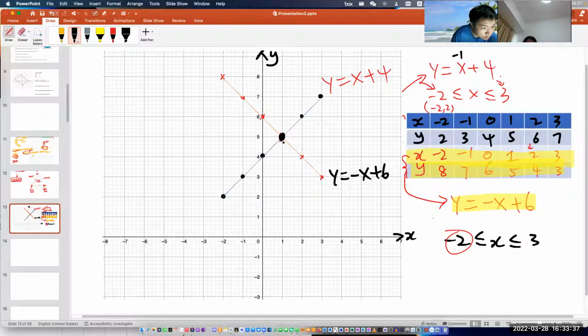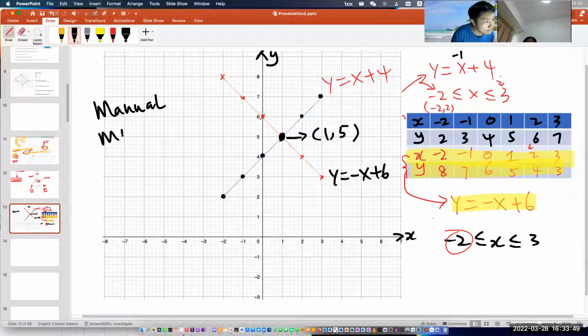This is the intersection point. And then this is your 1 and 5. Okay. So this is the manual method. Are you clear? Are you clear or not?